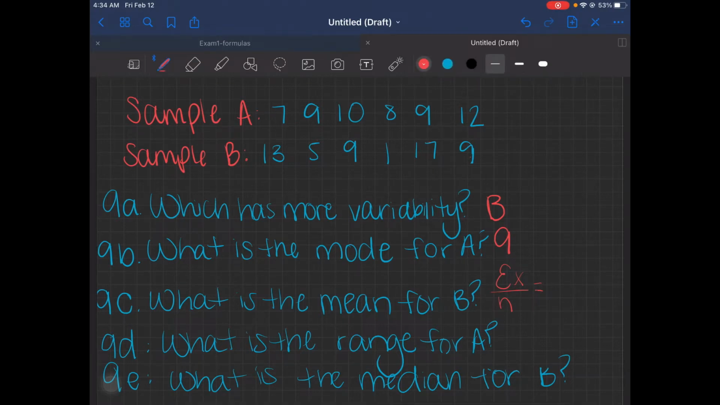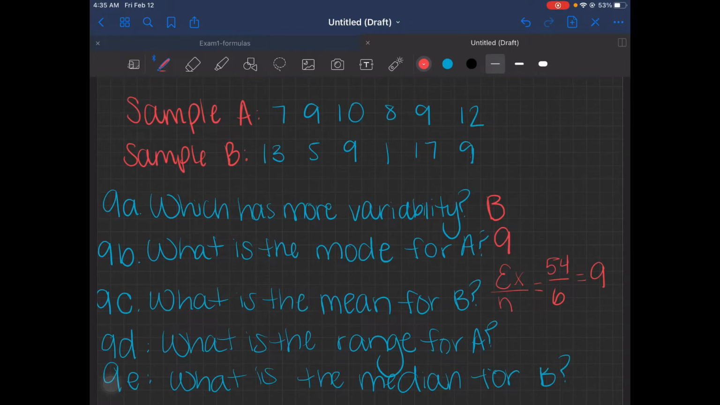I'm going to add up all of the responses here for sample B and then divide by 6. So 13 plus 5 plus 9 plus 1 plus 17 plus 9 is 54, divided by n, which is 6, because there were 6 responses, and that equals 9. So the mean for B is 9. You might also hear the mean called the average.